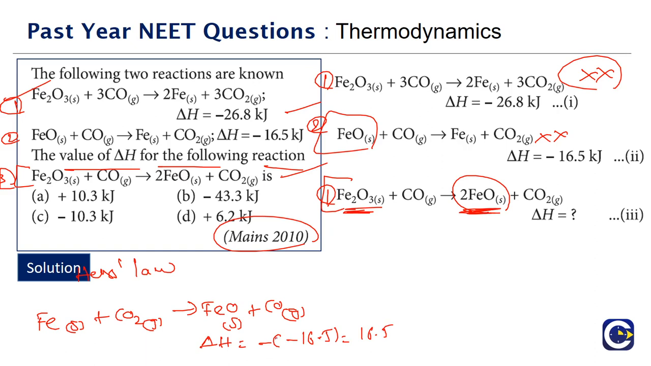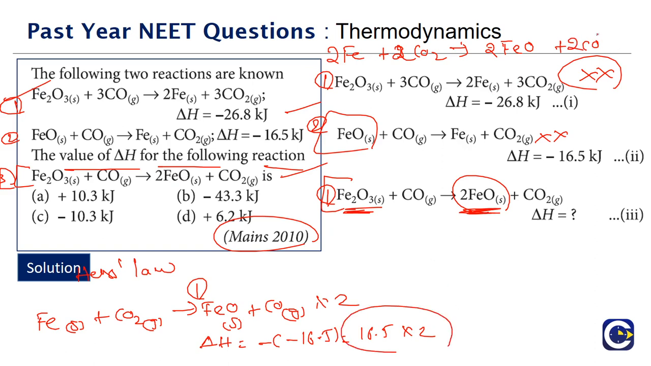16.5. Now the change is not over because we require not 1 mole of FeO on the product side, we require 2 moles. Now this equation we have to multiply by a factor of 2. If you multiply by a factor of 2, then what we are going to get is 2Fe plus 2CO2 gives rise to 2FeO plus 2CO. And what about the delta H? 16.5 into 2, which is going to be 33 kilojoules.